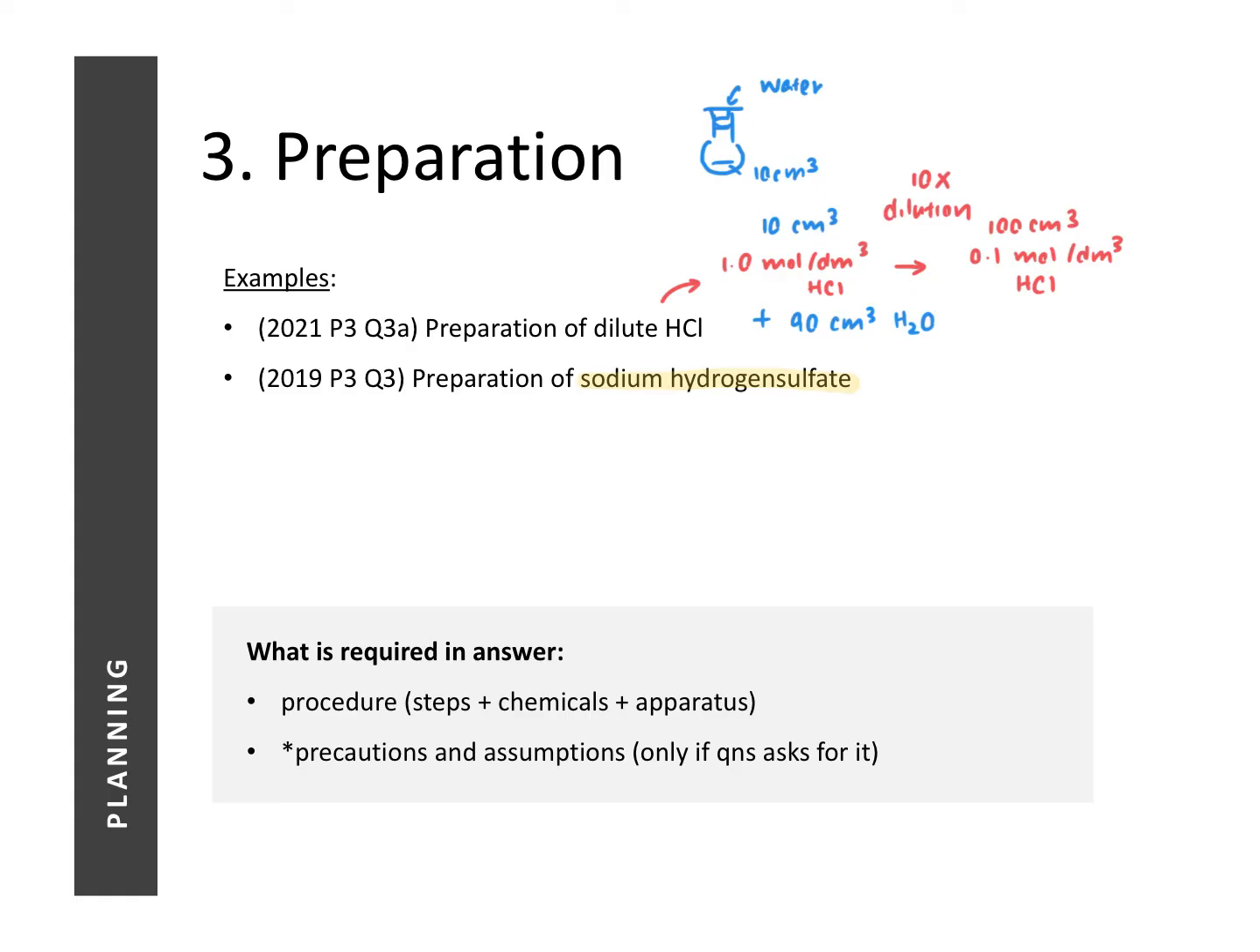The 2019 planning question requires you to prepare a salt, sodium hydrogen sulfate. Now, we don't really learn this salt in the syllabus. However, in the question, they mention that it is soluble. And the fact that it contains sodium, it is a soluble salt, which means that we need to use the titration method. Okay? So in your titration method, the starting reagents would be an acid and an alkali. In this case, the acid is sulfuric acid and the alkali is sodium hydroxide. Now, the question further tells you that the reaction of sulfuric acid with sodium hydroxide occurs in two steps. All right, and the first step would actually produce sodium hydrogen sulfate, and the second step produces sodium sulfate.